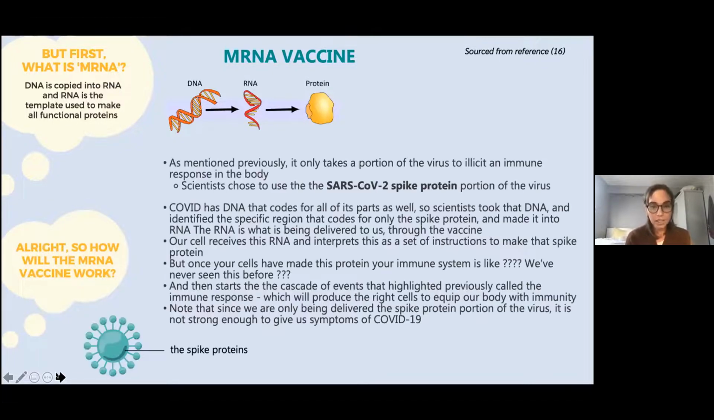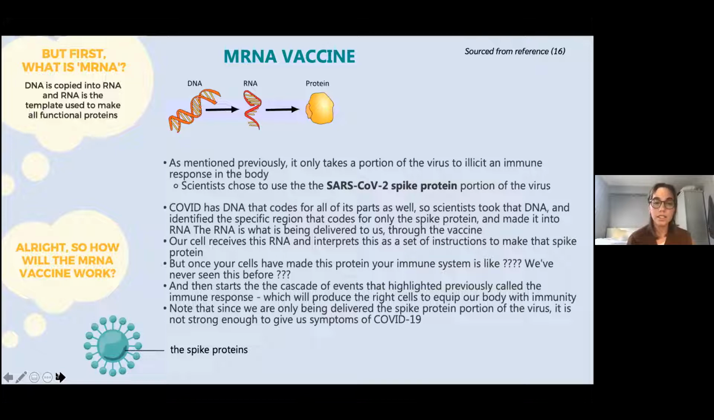Basically, as I mentioned previously, it only takes a portion of the virus to elicit an immune response in the body. Scientists chose to use the SARS-CoV-2 spike protein portion of the virus, and this portion of the virus is critical because it's how it enters our cells. COVID, as with any virus, has DNA that codes for all of its parts. So scientists took that DNA and identified the specific region that codes for only the spike protein and made it into RNA. And that RNA is what's being delivered to us through the vaccine.